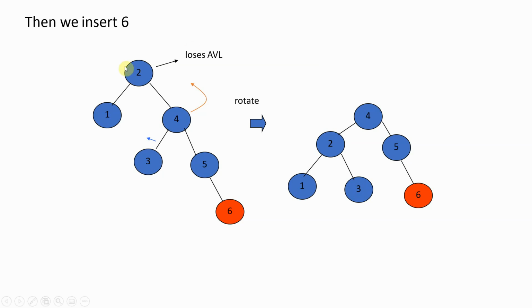Which three nodes, right? It's going to be the node that lost its AVL property and the next two nodes on the path from this node to the newly inserted node. So it's going to be on these 2, 4, and 5. The rotation, in this case the left rotation, is going to be done on these three nodes, 2, 4, and 5. So what do we have to do? We have to just move these towards left.